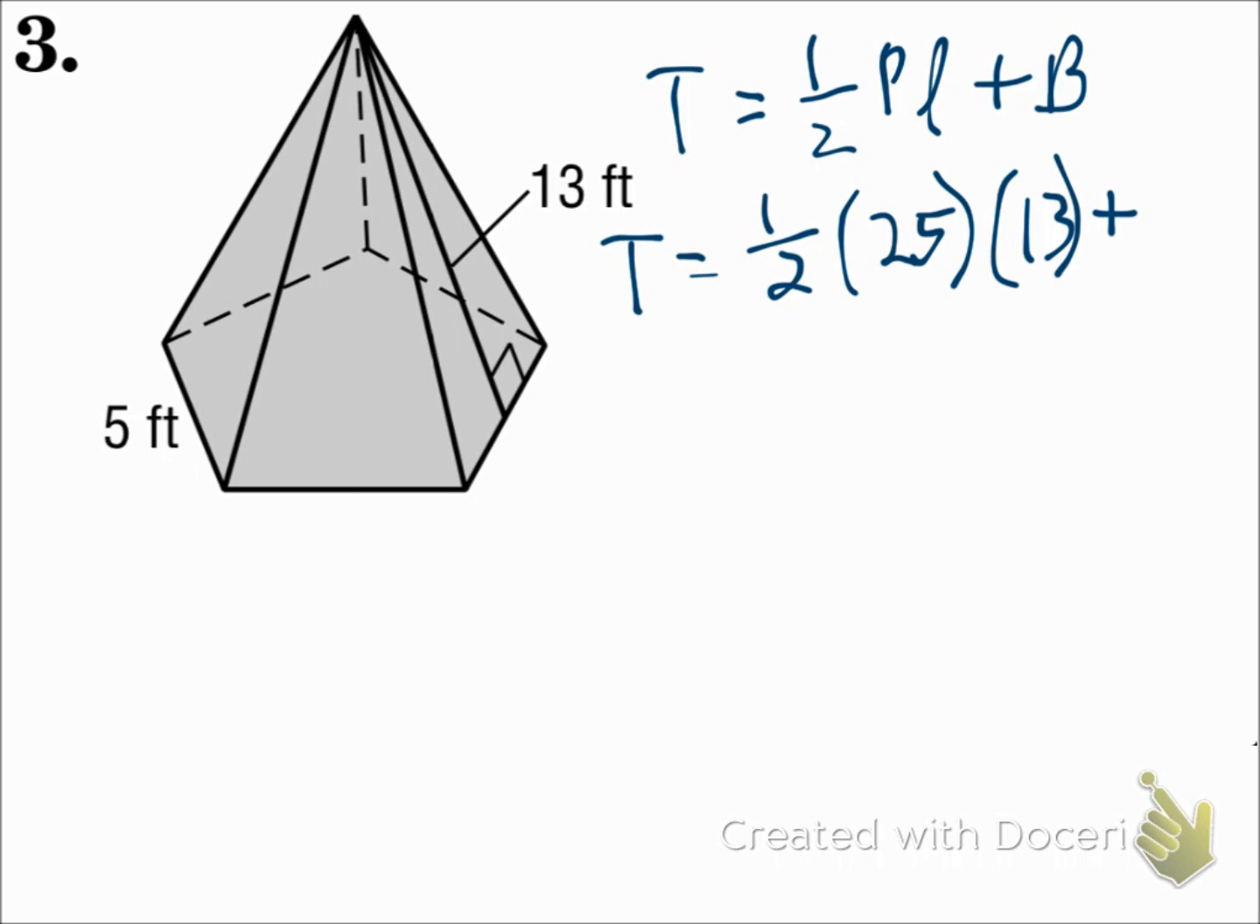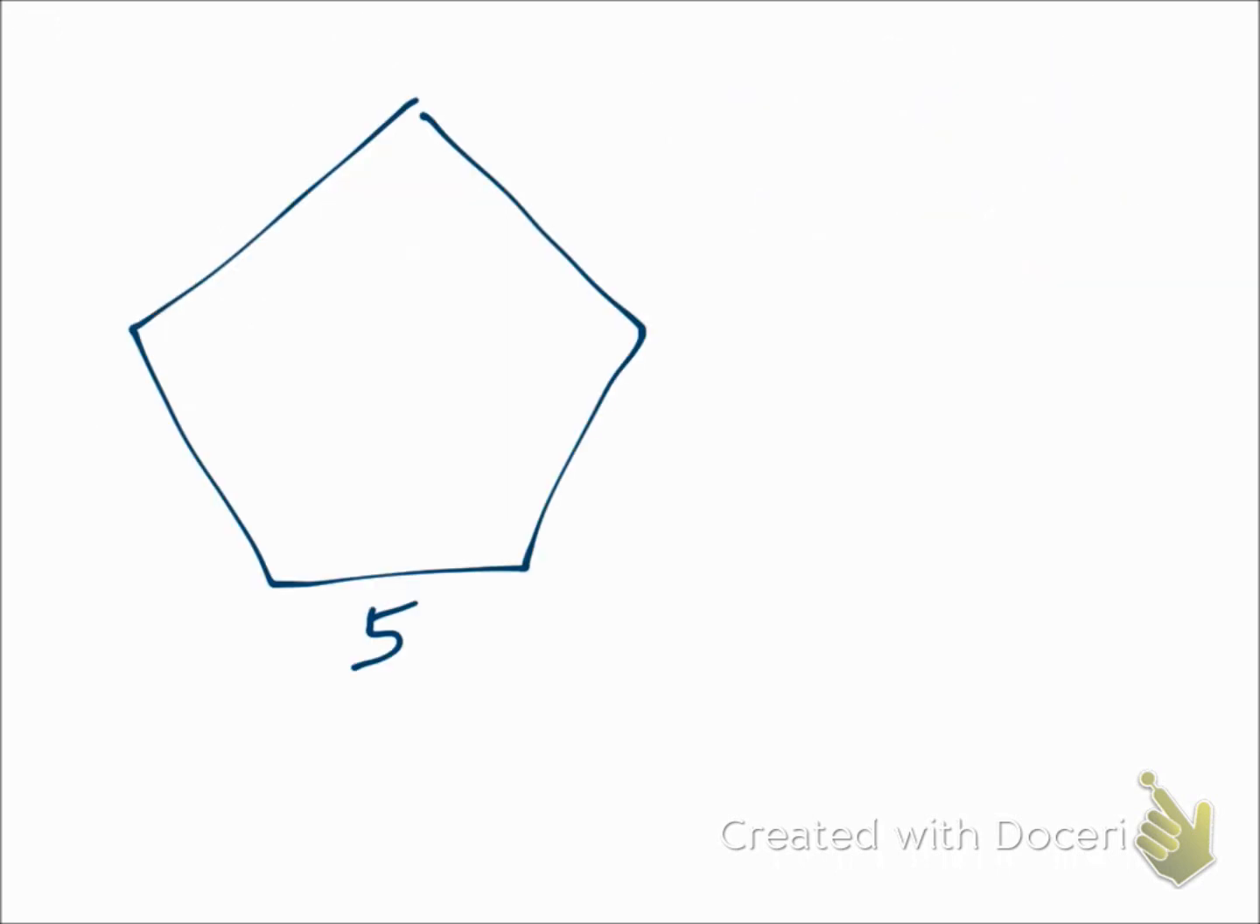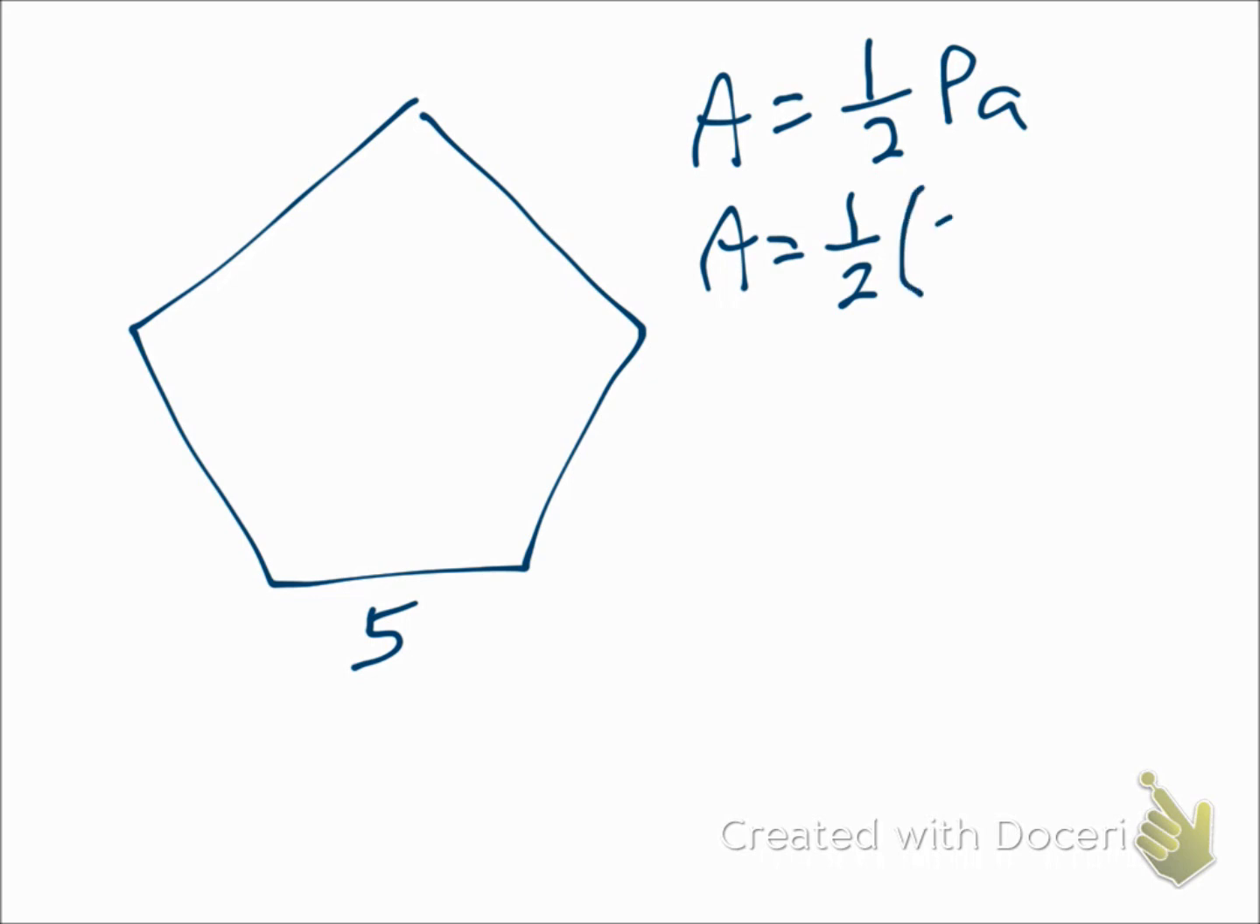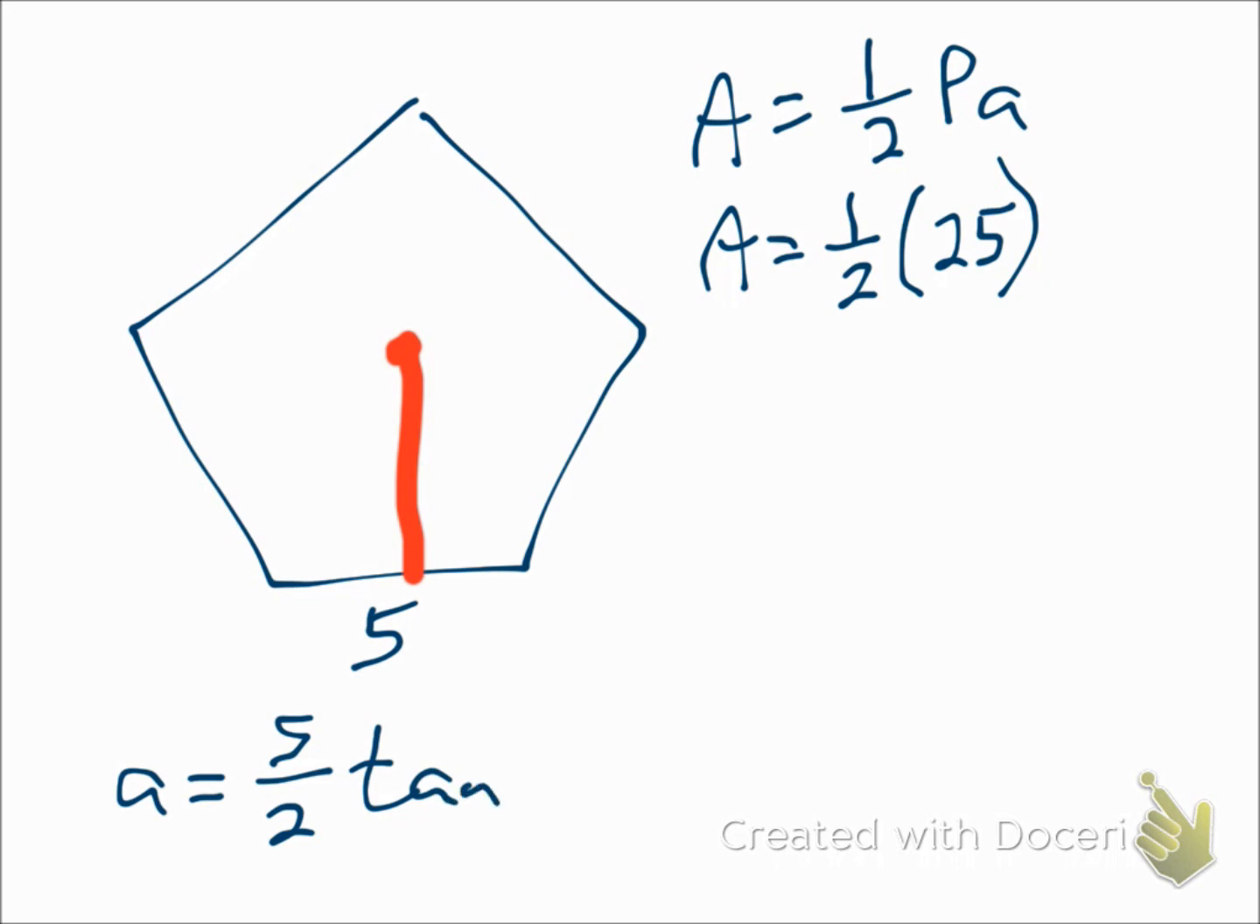Since the base is a pentagon, we're going to have to do the area of a regular polygon. The area of a regular polygon is half perimeter times apothem. Well, the perimeter is still 25. The apothem, remember, is the distance from the center to the edge. And if you get your apothem chart, for a pentagon, the apothem is equal to half a side times the tangent of 54 degrees.